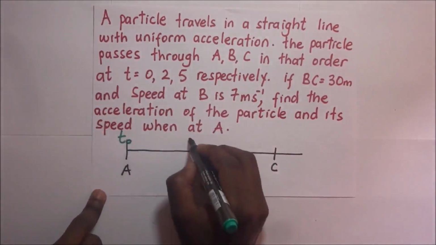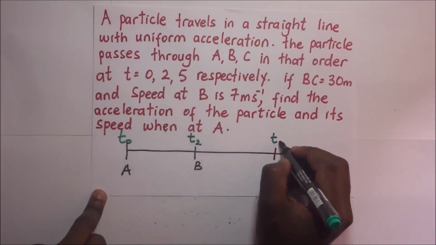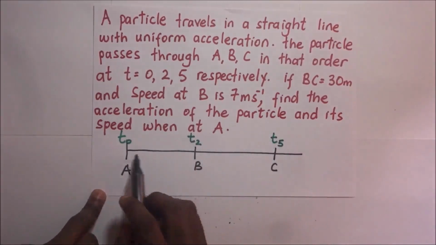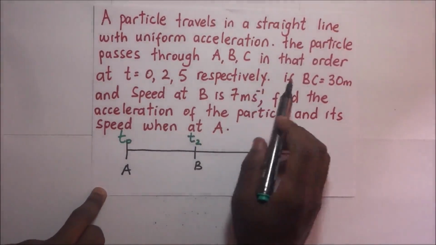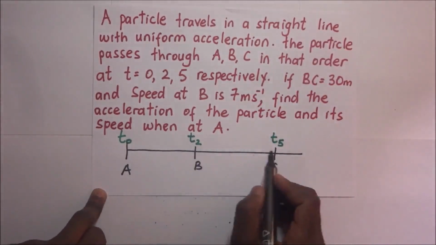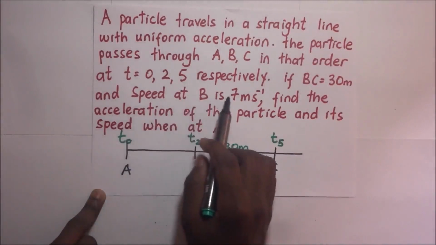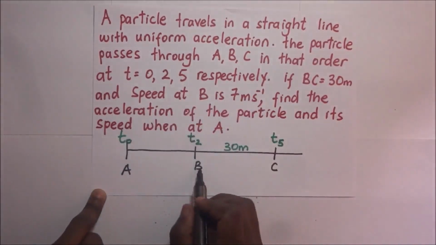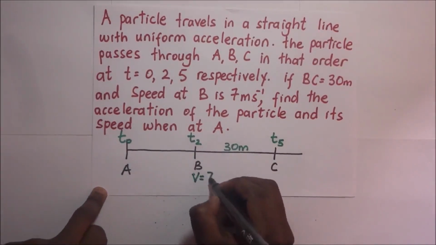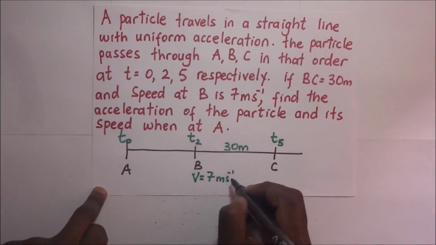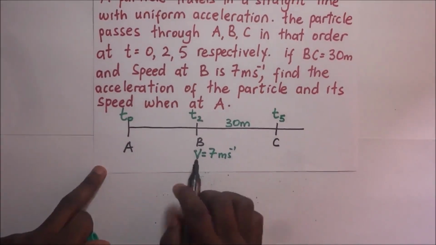So when the time is 0, when the time is 2 seconds, and the time is 5 seconds respectively. If BC is 30 meters, from here to here it's 30 meters, and the speed at B, let's call it final velocity V, is 7 meters per second. Find the acceleration of the particle and its speed at A.